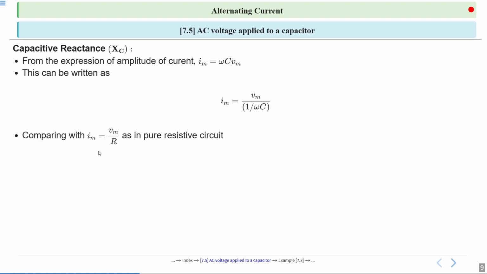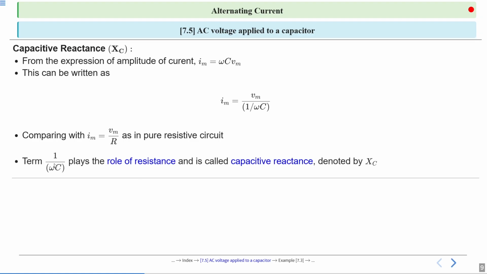Comparing it with Im equal to Vm upon R, this 1 by omega C is analogous to R, as in a pure resistive circuit. So the term 1 by omega C plays the role of resistance. The term omega L in the inductive circuit played the role of resistance in the purely inductive circuit. Now in the capacitive circuit, the term 1 by omega C plays the role of resistance and is called capacitive reactance, denoted by Xc.